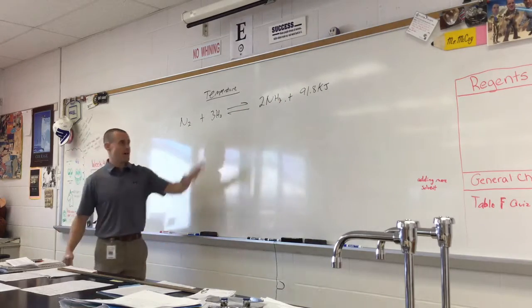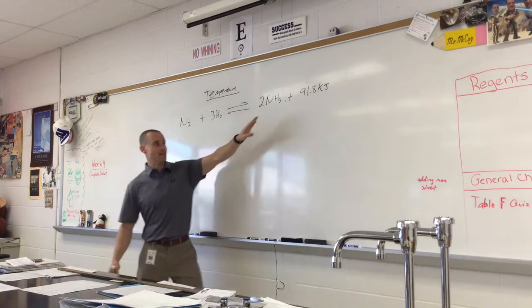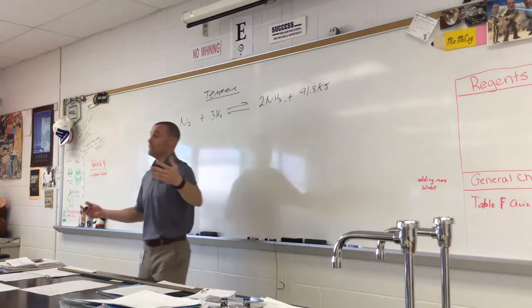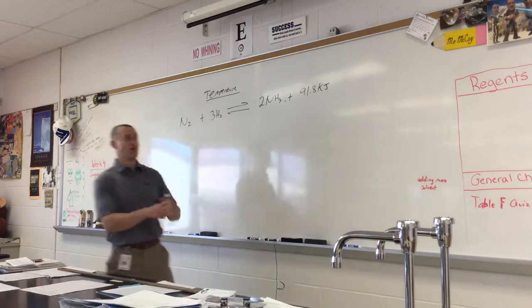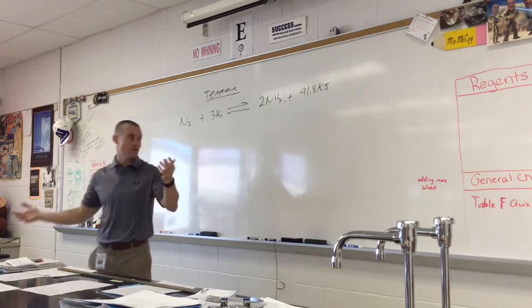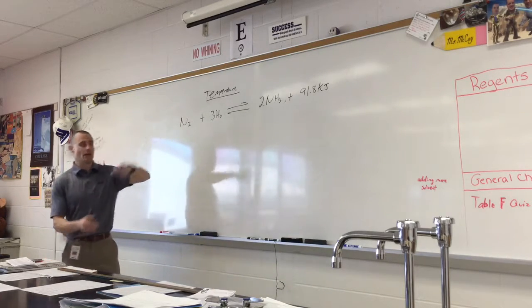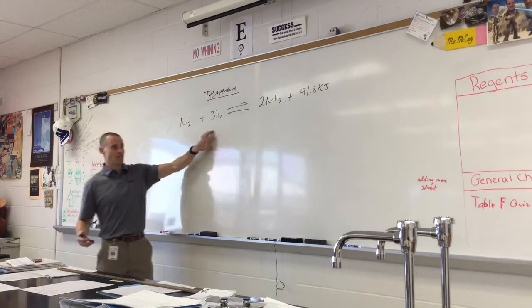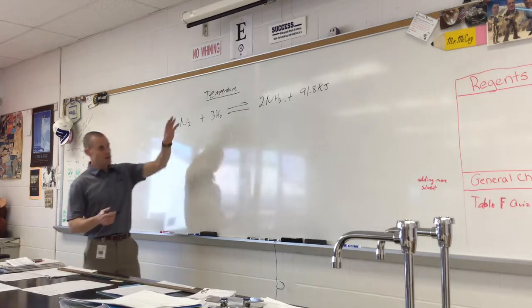Why? Because if I gave you this reaction and I didn't tell you where to put that, I just said it releases 91.8 kilojoules, you need to know it's on the right side. Because if you don't know it's on the right, this whole shifting thing is all screwed up. So I gave it to you, but the Regents doesn't always give it to you. It gives you the number separate. You have to know where to put it. So anyways, it's on the right.